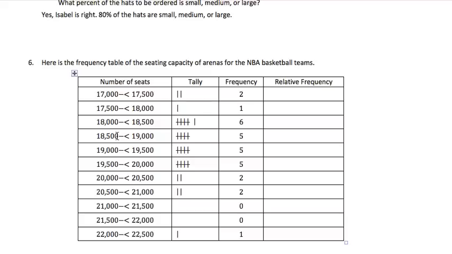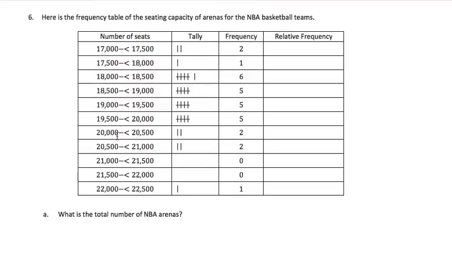Next, we're given a different set of data, and we're going to look at the frequency table and create the relative frequencies for the seating capacity of arenas of the NBA basketball teams, ranging from numbers of seats that are 17,000 up to 22,500. Remember that the relative frequency is making a fraction and a decimal out of the actual frequency numbers compared to the totals.